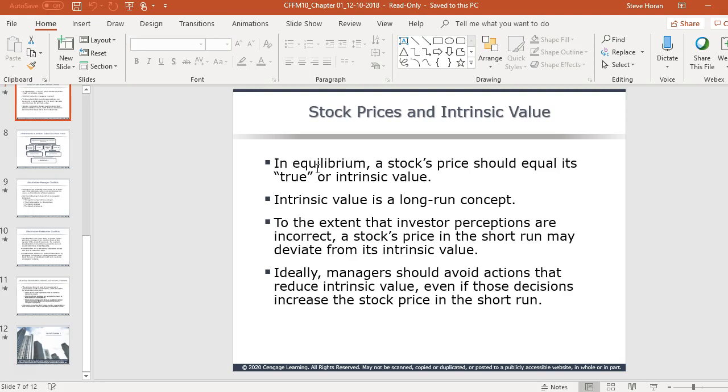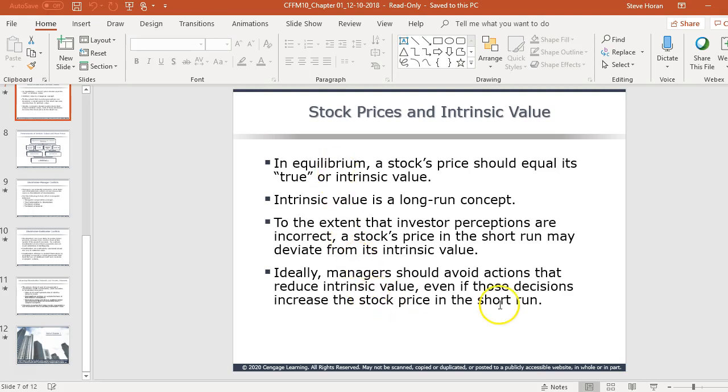But what's the true actual value of the company? You can figure that out. That's the intrinsic value of a company. It is very difficult to calculate because it requires making future estimations. But ideally, a stock is in equilibrium if the stock price on the market equals the true intrinsic value. So knowing whether a company is in equilibrium or not is a difficult thing to figure out.